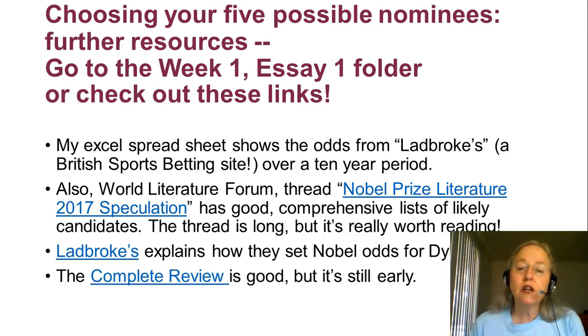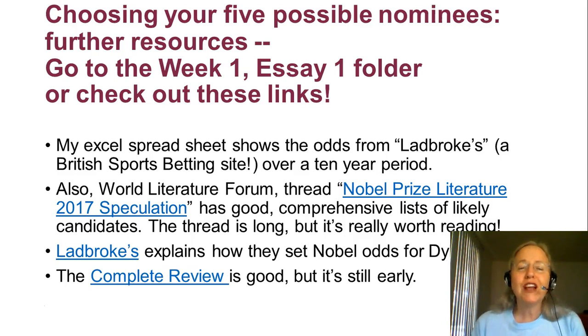Another place to look is a website, the World Literature Forum, and there's a thread called Nobel Prize Literature 2017 Speculation. In that thread, there's a number of very well-informed posts that give you the names of people, what prizes they've won, and a lot of discussion back and forth by the people that contribute to that thread. Now, that said, it is a fairly open forum, so anyone can say whatever they like. But what's good about it is that the people moderating the forum do seem to know what they're talking about, whoever they are, because people choose pseudonyms.